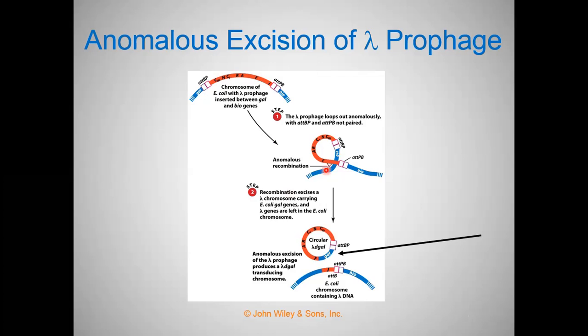After this anomalous recombination, the bacterial gene is inserted into the viral genome. Here you can see the gal gene is inserted, because recombination took place after the gal gene, and a bacterial gene, say J, remains in the bacterial genome. So there is an exchange of genes.